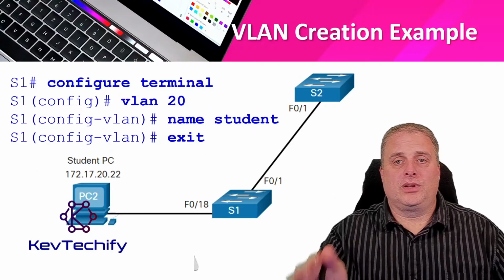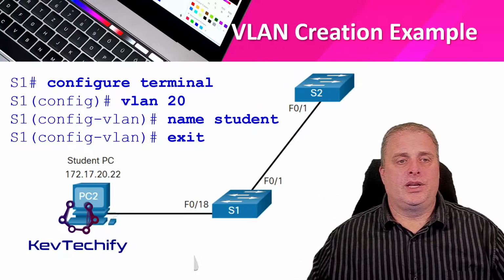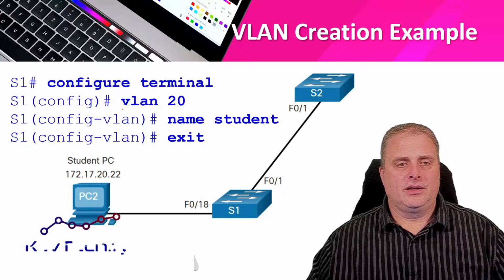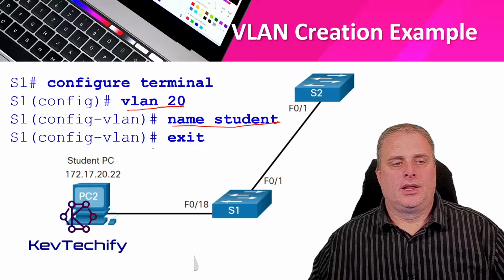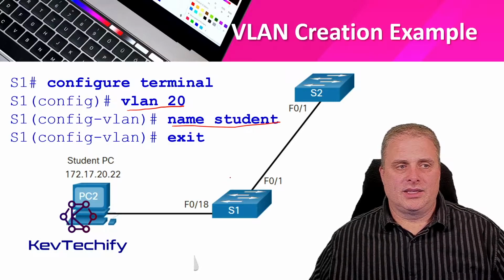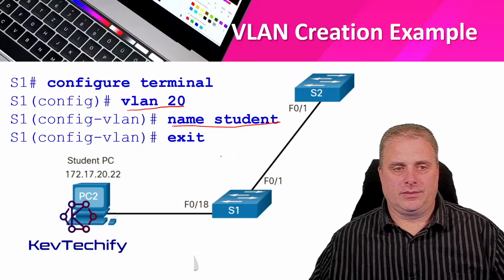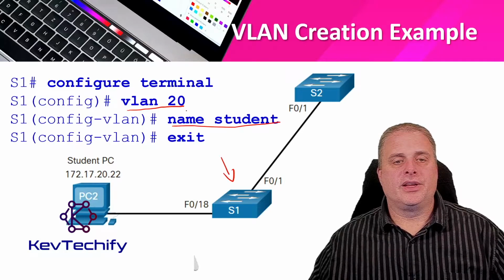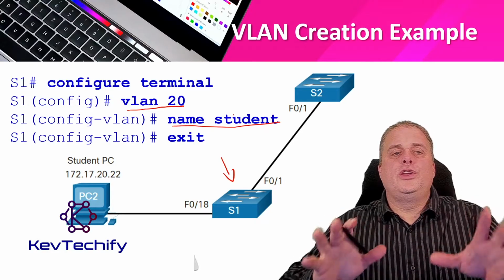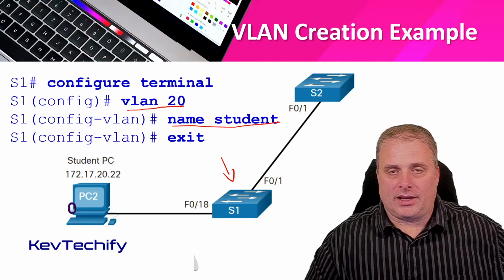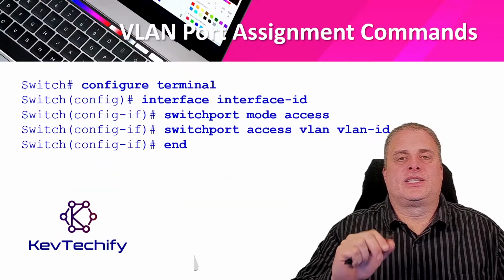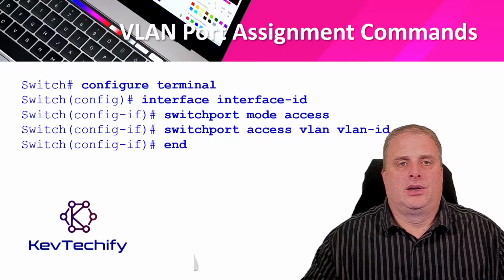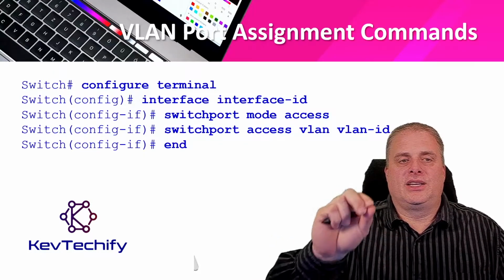Here's an example of creating that. What we did is we created a VLAN, we gave it VLAN 20, and we named it student. That creates this VLAN on the switch here, on switch 1. We created a VLAN and we named it. That's all we do with the creation of that. Then, once you've created that, we can assign it to ports.